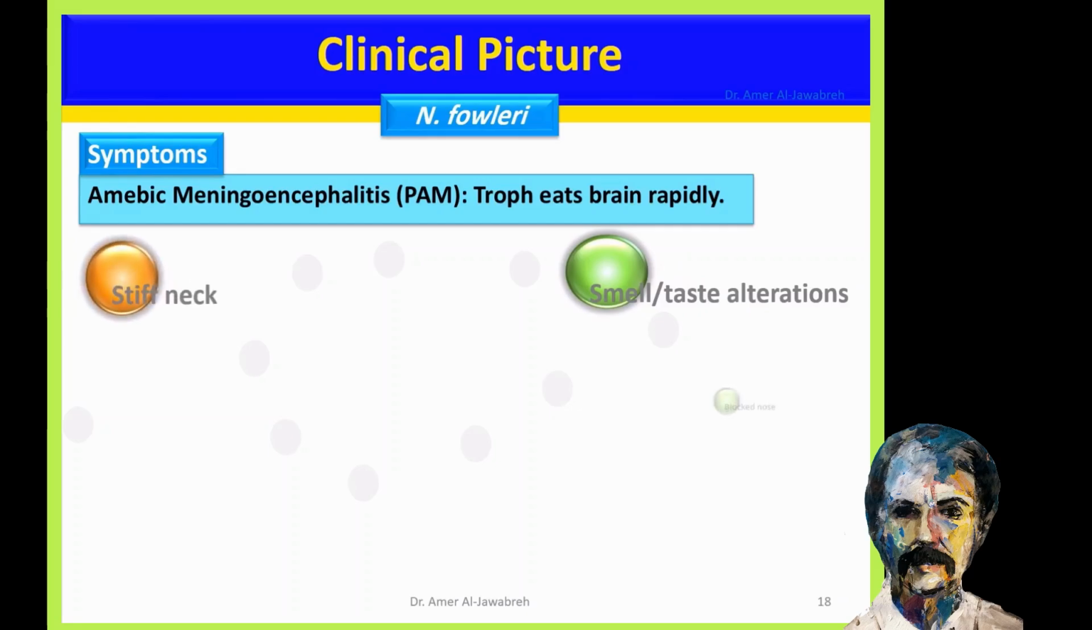Symptoms: PAM, meningoencephalitis, stiff neck, your neck is really stiff, smell and taste alterations. Sometimes you lose your taste and you lose your smell, you cannot smell, you cannot taste. That's at the beginning.